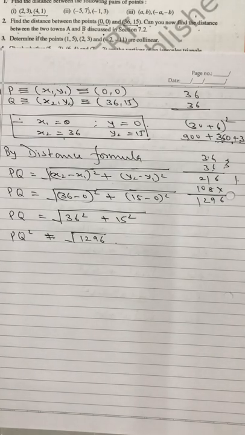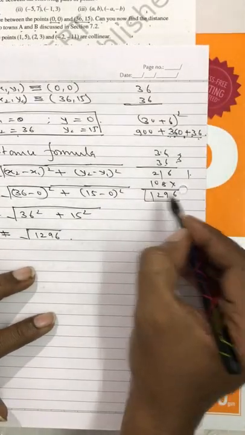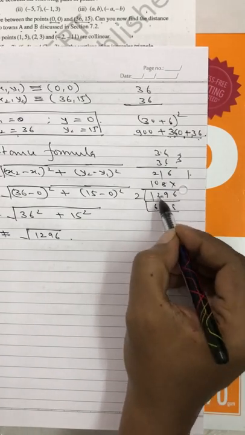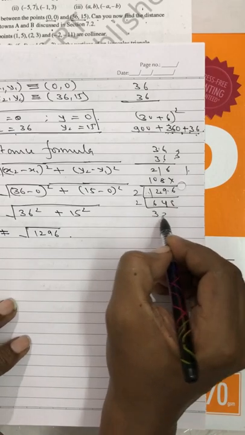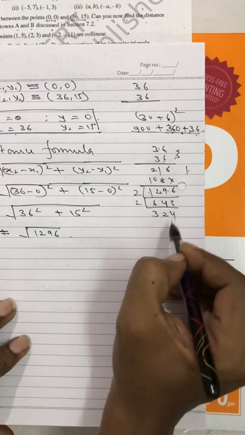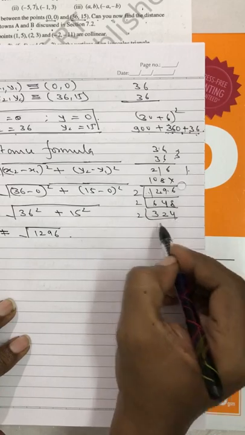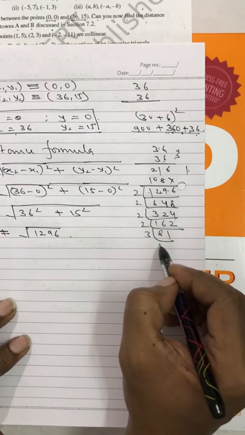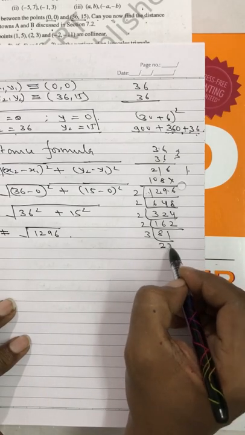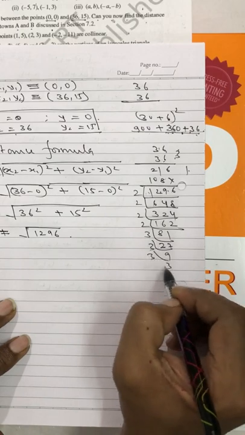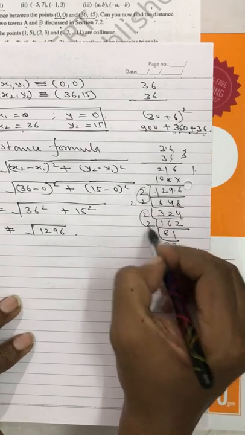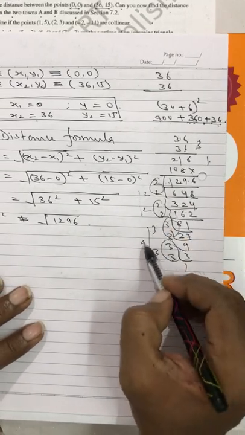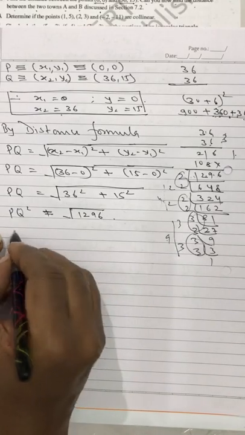Now can we find the square root of 1296? If you can rush through, then go on. Let us do it by factorisation: 2 6s are 12, 2 4s are 8, 2 8s are 16; 2 3s are 6, 2 2s are 4, 2 4s are 8. Yes, this is possible. This will make 1 2, 1 2, 1 3, 1 3, so 2 2s are 4, 3 3s are 9, 9 4s are 36.